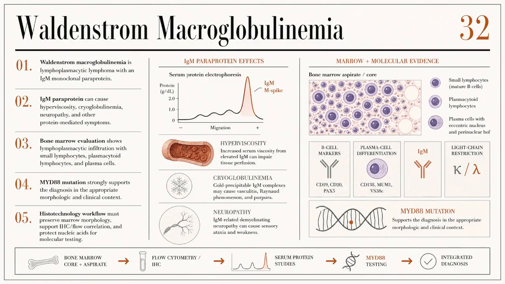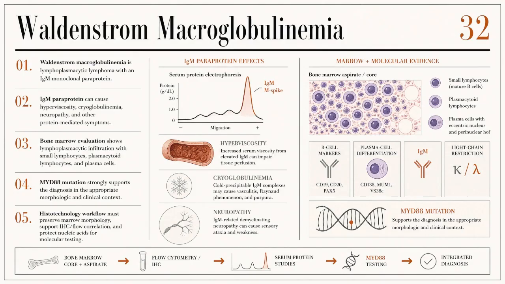Additionally, cryoglobulinemia and peripheral neuropathy may occur due to immune complex deposition and nerve involvement, respectively. From a pathology and histology standpoint, the bone marrow biopsy is the cornerstone specimen for diagnosing WM. Histologically, the marrow shows infiltration by a heterogeneous population of lymphoplasmacytic cells, which includes small lymphocytes and plasma cells. This mixture can pose diagnostic challenges, as the morphology overlaps with other lymphoid neoplasms and plasma cell disorders.